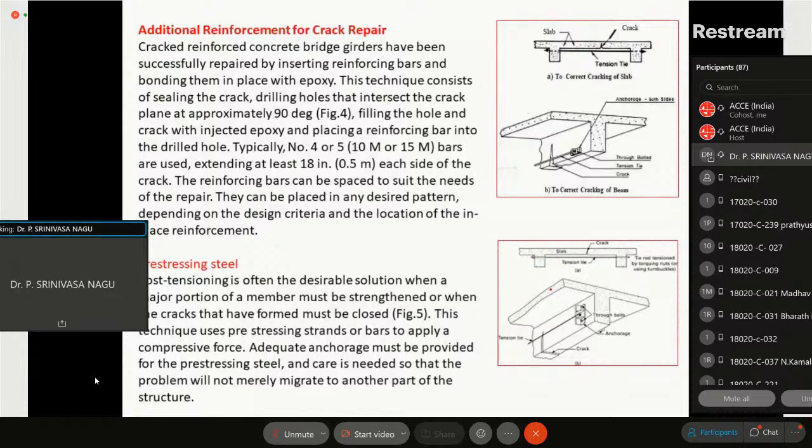Additional reinforcement for crack repairs. For example, here the beams, etc. Some pre-tensioned bars have to be tied to keep the slab or beam back in position. Not only just filling the crack, but further, the loading, because this joint is always the weakest place, is it not? Whenever the load comes again, the weak point becomes the joint, the crack itself. Therefore, you relieve the crack by putting some additional reinforcement. That's how you can see several methods here.